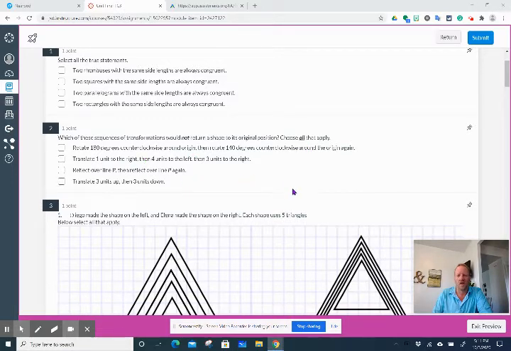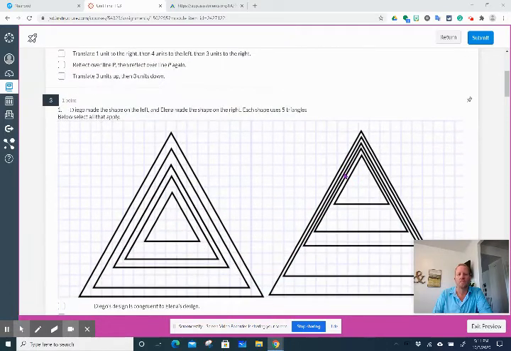So reflect over the line. Here's a line. I'm here. This is the line P. Reflected here means it's here. Reflected back here. Nothing's changed in its position, so it's back to where it started. The other one says translate 3 units up and 3 units back. So it's just back to the same.